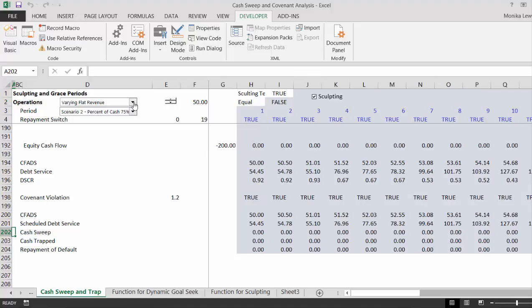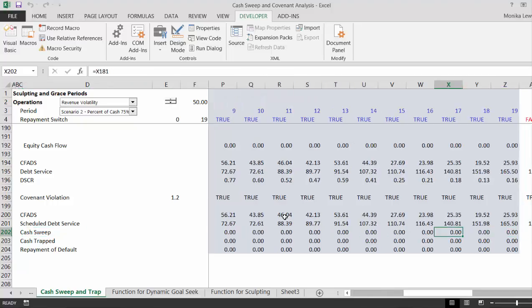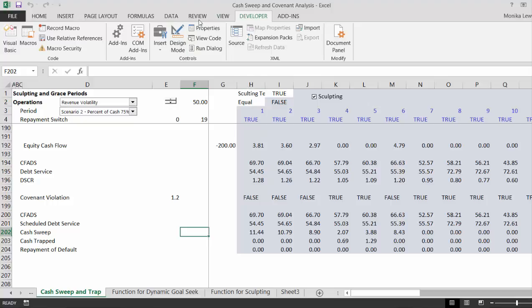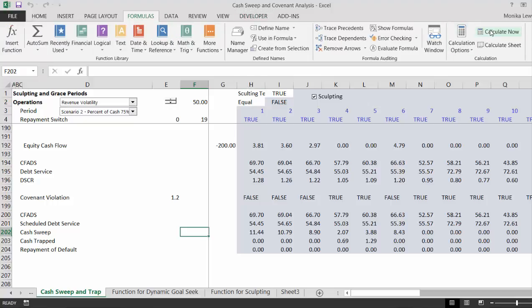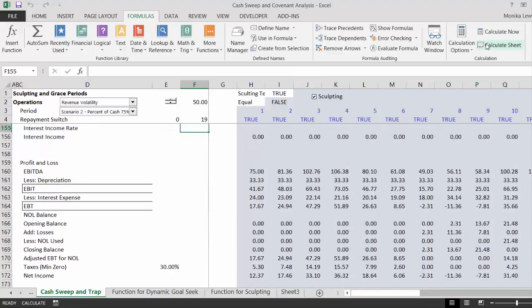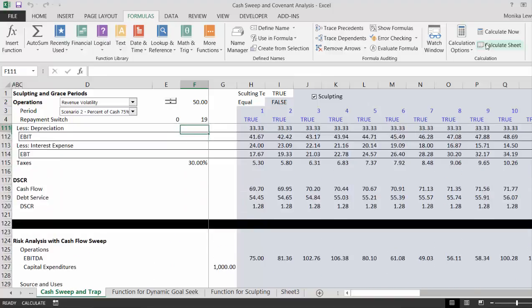And now if we make our revenue volatility case, I have no idea, but this time we're having a sweep, then a trap, and it looks like there's no default. Perhaps if we go to our formulas and calculate the sheet, still no default, still no repayment of default. You know what I might have to do is on that volatility one, lower the cash flow so we have some more interesting defaults, because we want to see just what happens.